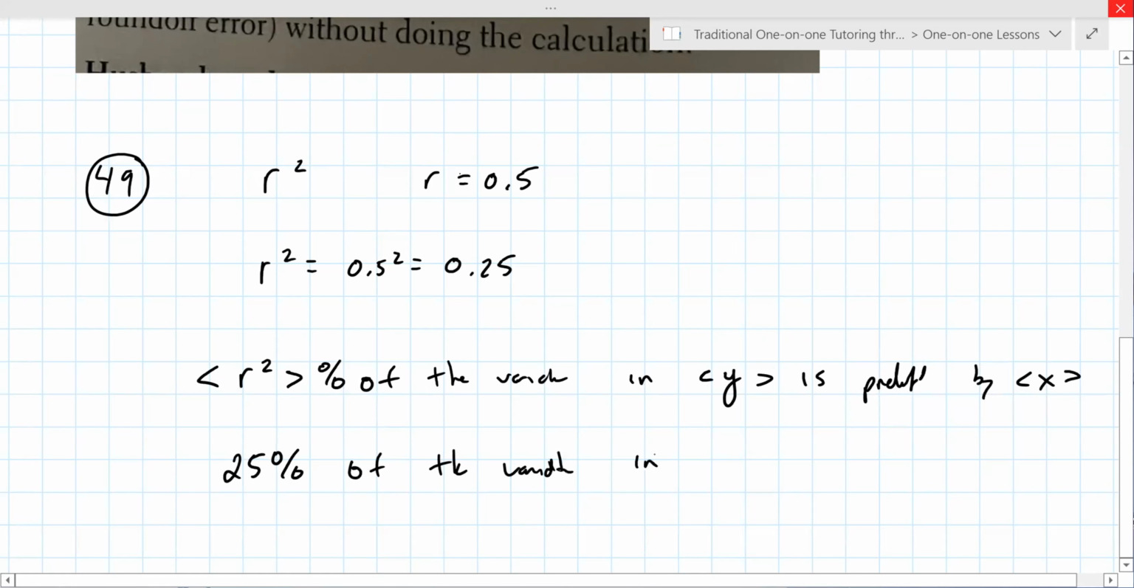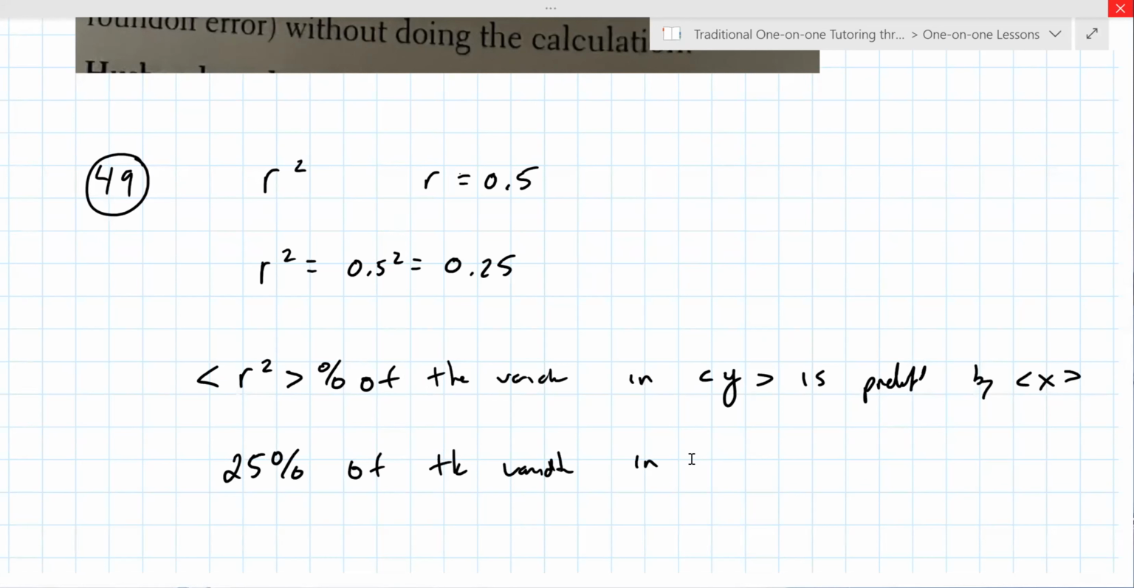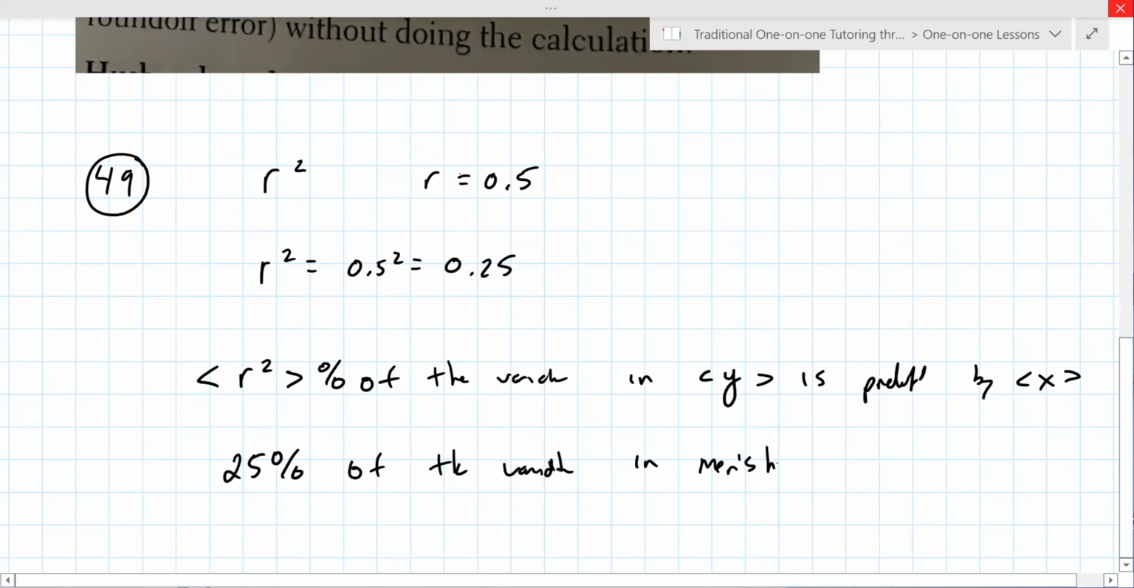So what are they measuring in problem 47? They're predicting the husband's height from the wife's height. Okay, so 25% of the variation in men's height is predicted by women's height.